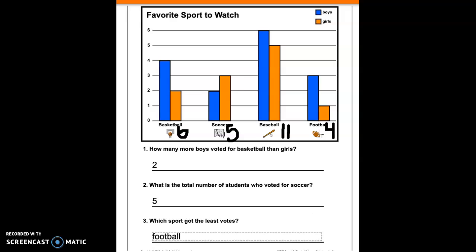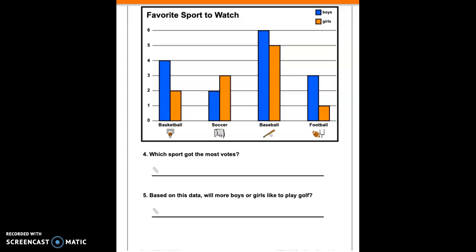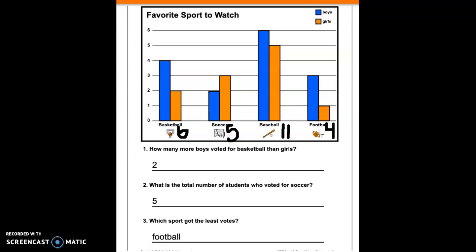All right, so we've got the first 3 done. Let's check what else we need to know. Luckily, they put the chart on the second page too, so we can kind of look at that. Otherwise, it's kind of challenging to go back and forth. So this works well for us. Which sport got the most votes? So we already did this on the page before. So let's see if we can remember our numbers. We have 6, 5, 11, and 4.